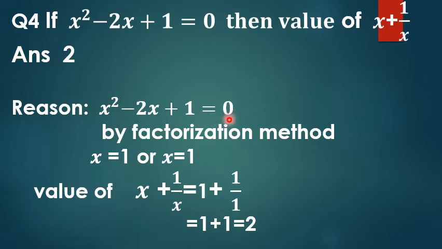On applying the middle term splitting method which you have studied, we find that x equals 1 or x equals 1, which are the equal roots. So we can take any value, x equals 1. On putting that value in x plus 1 upon x, we get the value of x plus 1 upon x equals 2. That's why our answer is 2.